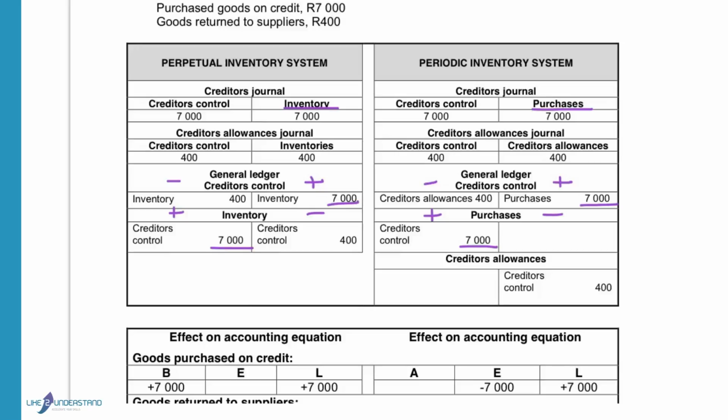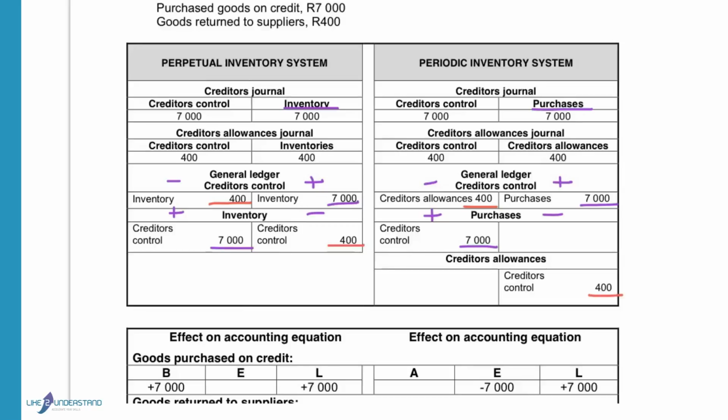When the goods are returned, you will decrease your creditors because you owe them less money on the debit side. You will credit inventory to decrease your inventory on the credit side. In the periodic system, we will also decrease creditors on the debit side, but now we will open an account for creditors allowances, and we will credit creditors allowances with 4,000 rand.